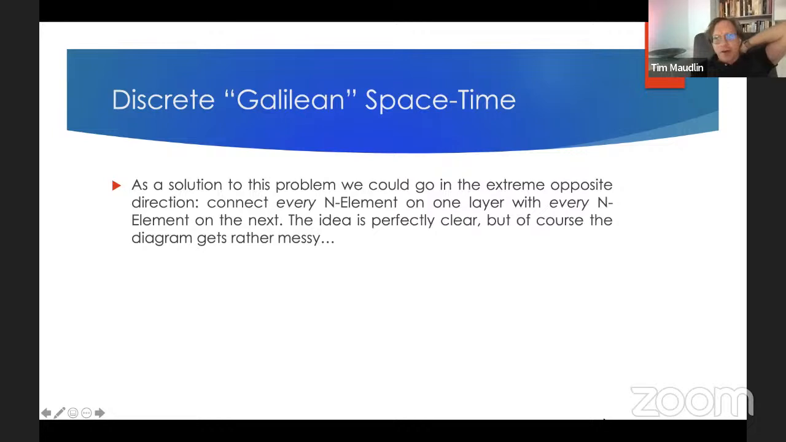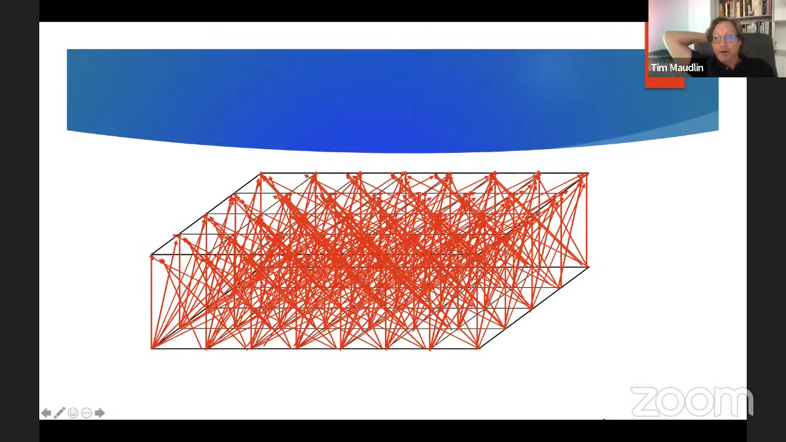We could go the other direction and say, look, let's connect up every n element on one layer with every n element on the next one, right? So there's no preferred relation at all between the spatial elements at one moment and the spatial elements at another. That, of course, gets extremely messy. I didn't even draw them all in, but you get the idea. This would correspond to what we think of as a Galilean space-time, where there is no preferred relationship between an event at one time and any event at any other time.